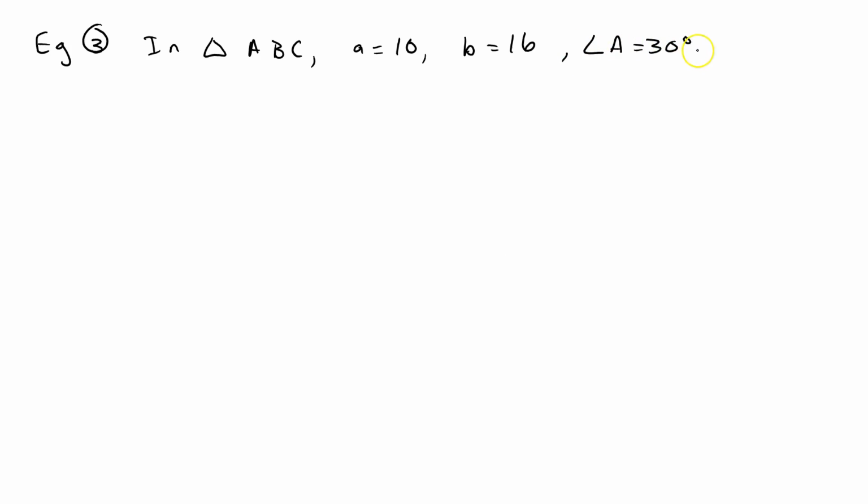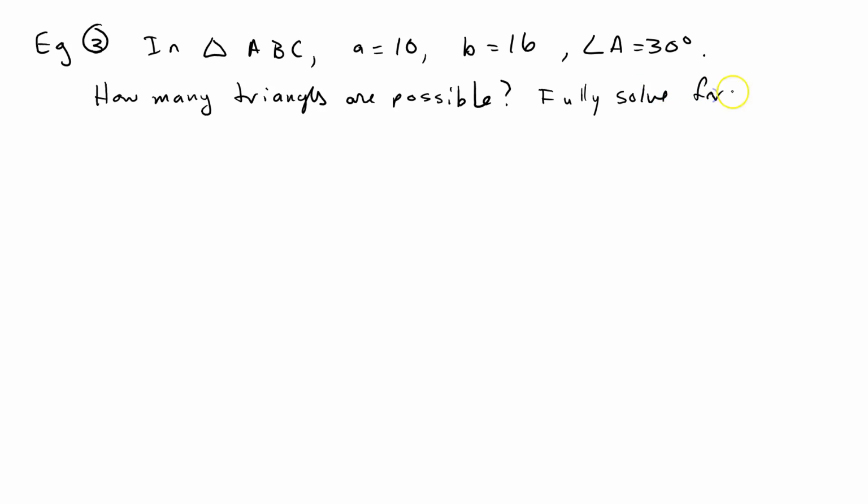Example number 3. In triangle ABC, A equals 10 units, B equals 16, and angle A is 30 degrees. How many triangles are possible? Fully solve for both. All right, so that's a little bit of a hint. This is our ambiguous case.